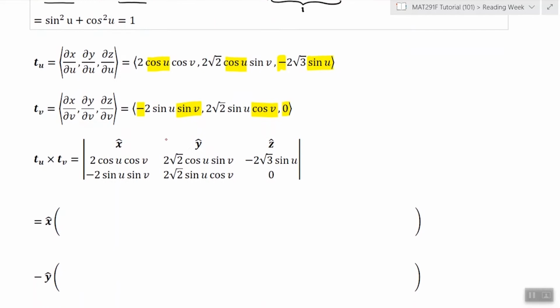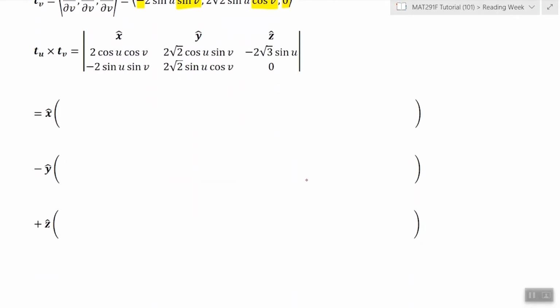So here I just copied everything exactly. Let me just check that it's correct. Yes, it's correct. Okay. So I copied Tu over here and Tv down below it. And then let's take the cross product. For the x component, we get this cross product, which gives us 2.